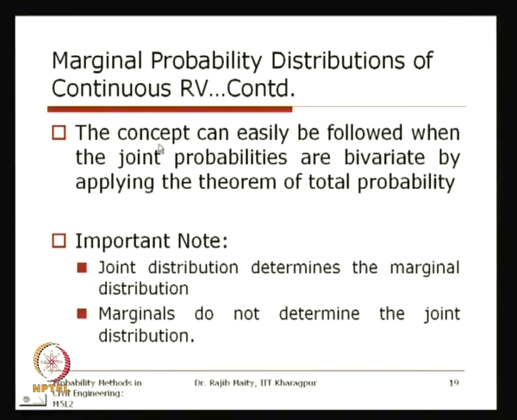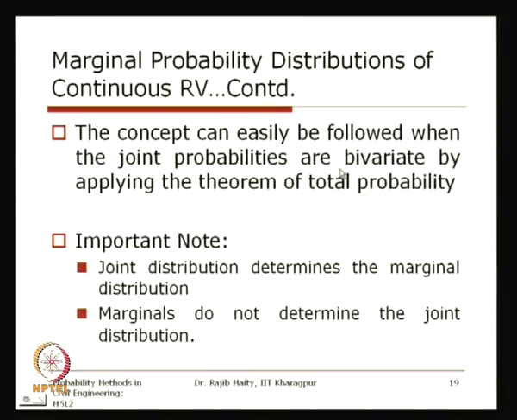Now the concept can easily be followed when the joint probabilities are bivariate by applying the theorem of total probability. This total probability will be discussed mostly with the conditional distribution in the next lecture. At that time it will be clearer how, from the total probability theorem, we get these distributions from the joint probabilities.